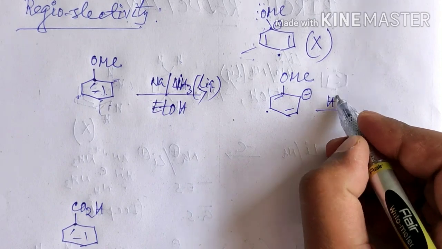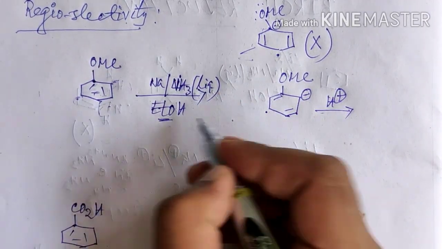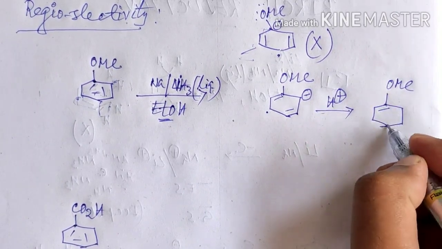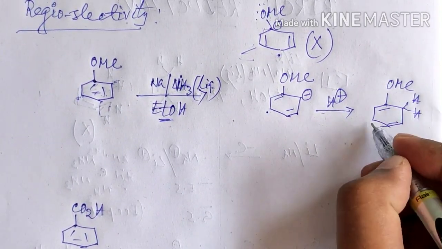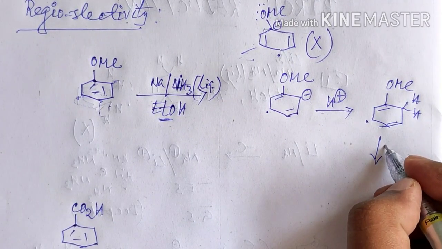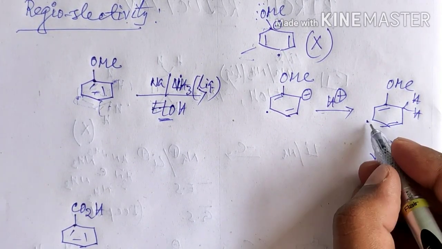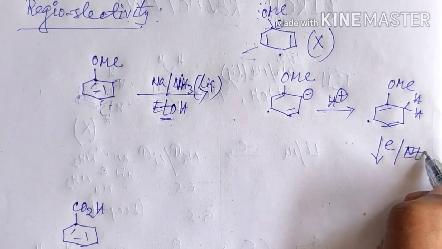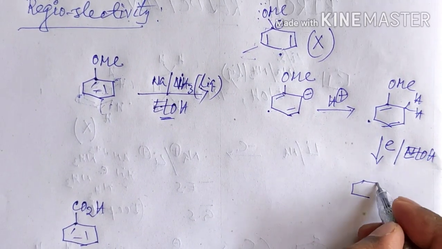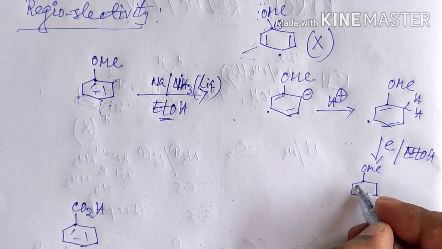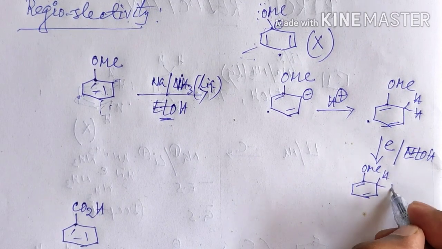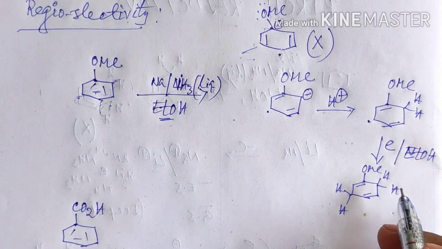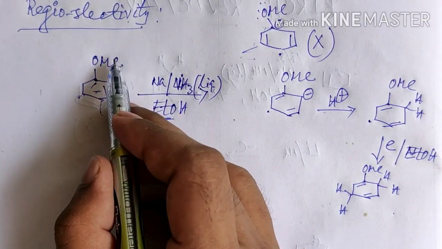and it can abstract a proton from ethanol, and from this radical, which can abstract another electron, it will generate the corresponding anion, and again proton abstraction will lead to the product that looks like this. It is the case for an electron donating substituent.